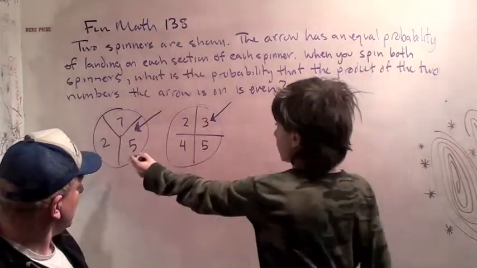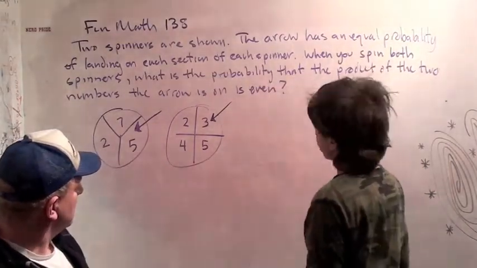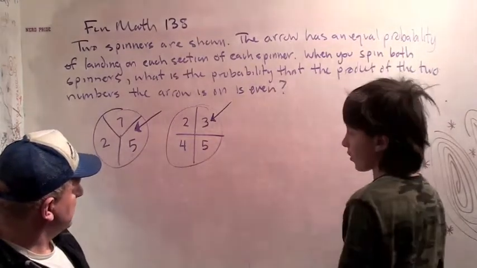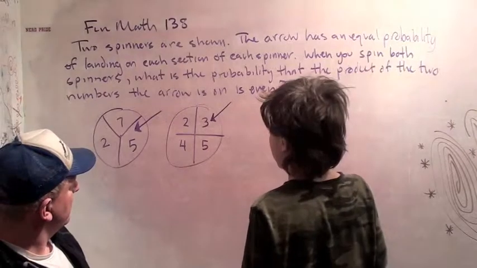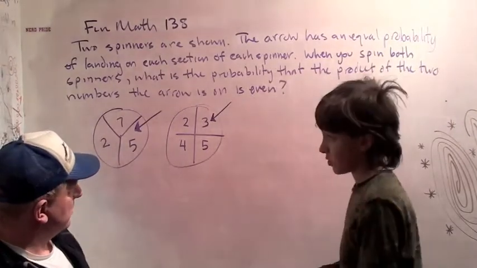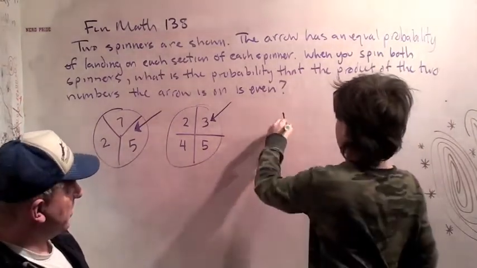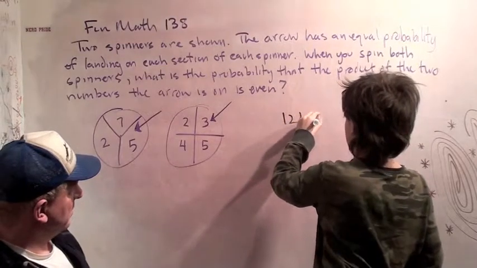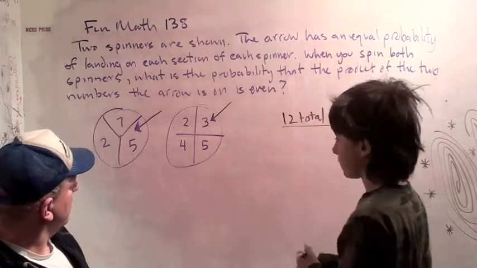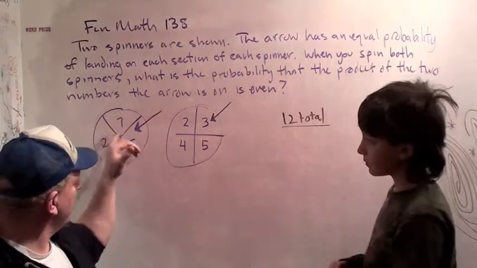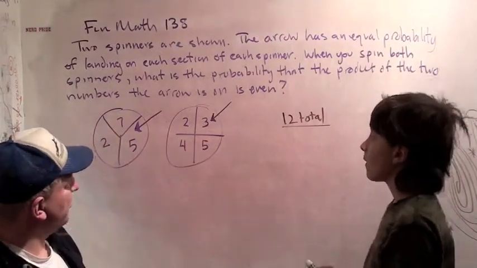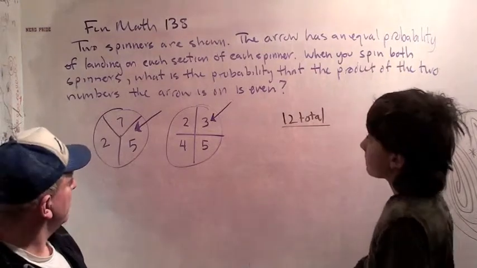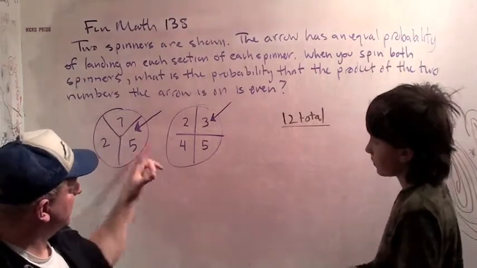Well, let's actually figure out the total number of outcomes. Okay, good idea. What are the total number of outcomes? There's 3 choices for the first. It's 3 times 4, which is 12. Okay, so there's only 12 possible outcomes. So we can have 3 from here and 4 from here, and since they're independent, we just multiply 3 times 4. So there's 12 total outcomes that can happen for the product of the numbers on these spinners.